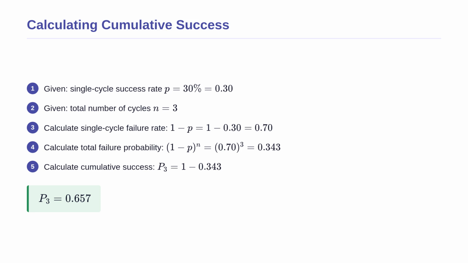We cannot simply add 30% 3 times. Instead, we calculate the failure rate of a single cycle, which is 1 minus 0.30, giving us 0.70. Next, we raise this failure rate to the power of 3 to find the probability that all 3 cycles fail consecutively, which equals 0.343. Finally, we subtract this from 1. The result is 0.657. This means the couple has a 65.7% chance of achieving at least one successful pregnancy.